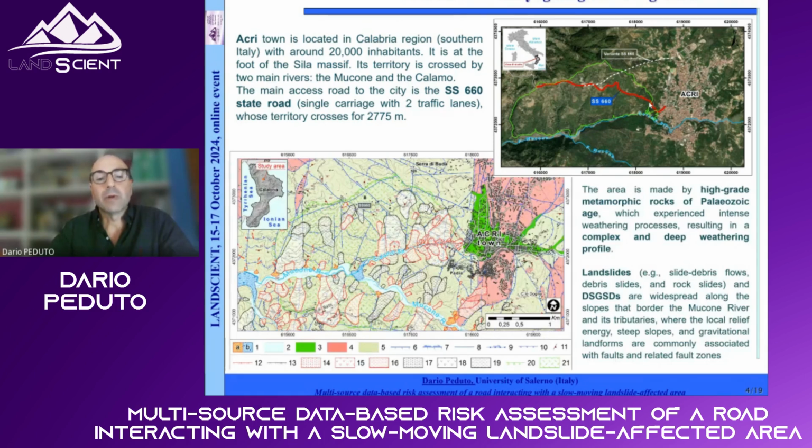The area is affected by widespread slow-moving landslides. Indeed, the geological, geoenvironmental context is made by high-grade metamorphic rock of phylogenetic age. These metamorphic rocks experienced, with passing of time, intense weathering processes, which resulted in complex and deep weathering profiles, along which especially the sliding surfaces occur. As you can see from the map here below on the left, there are several landslides affecting the area. Especially they belong to the type of slide, debris flows, debris slide, and rock slide. And they are superimposed on a deep-seated gravitational slope deformation that you can see here also in green.